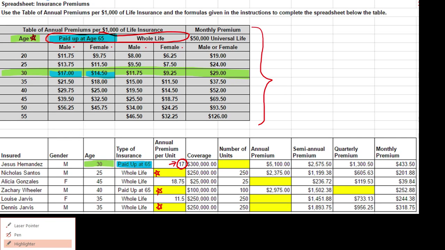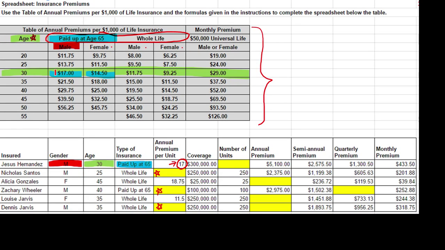Finally, I'm able to come to my final answer because I know that Jesus is male, so I look under the male column. The only cell that overlaps with age 30, male, and paid up at 65 is $17. So $17 is his annual premium per unit. You'll use that same technique to figure out the answer for Nicholas, for Zachary, and for Dennis.